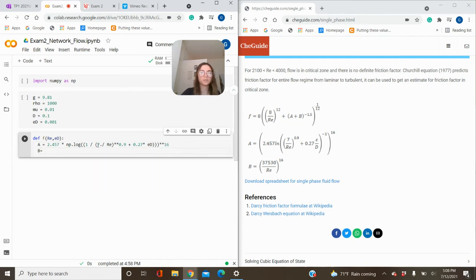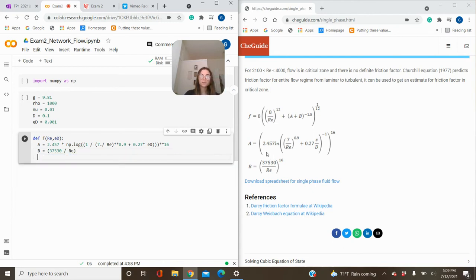For B, it's a little simpler to put in there. B is going to be equal to 37,530 all over the Reynolds number.